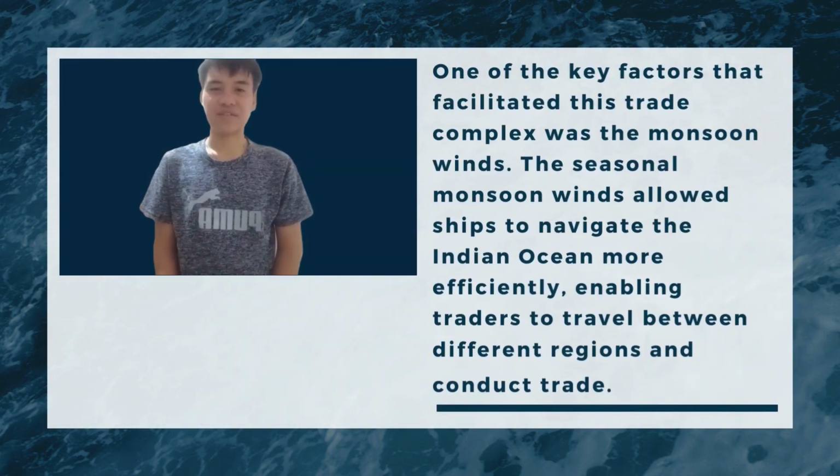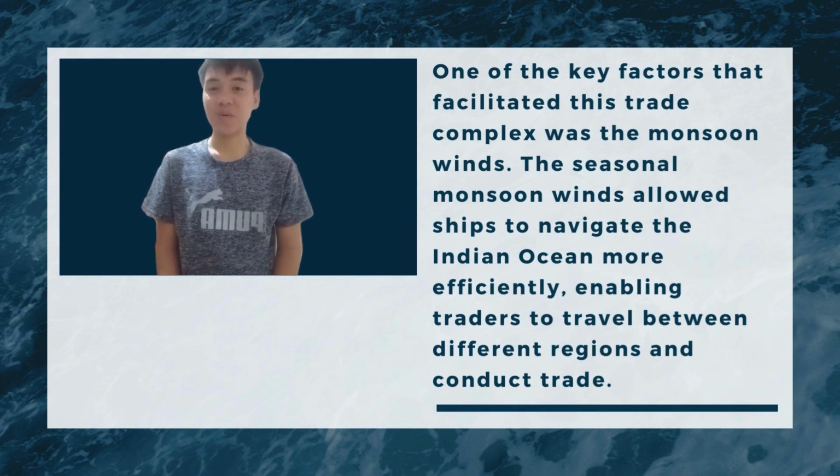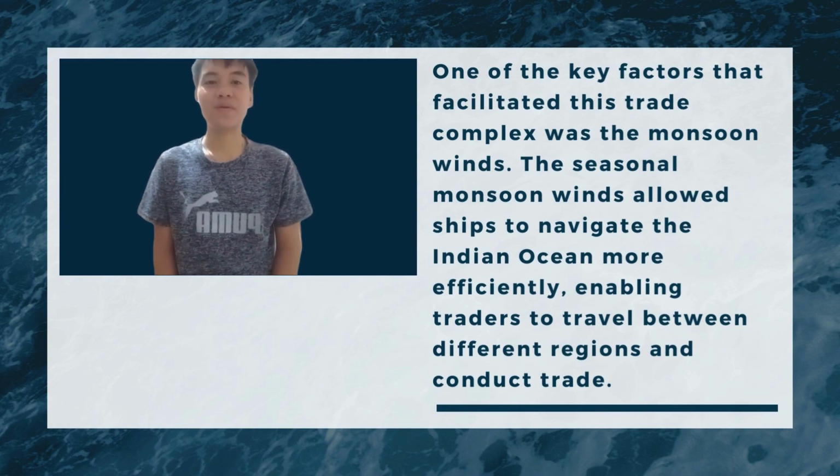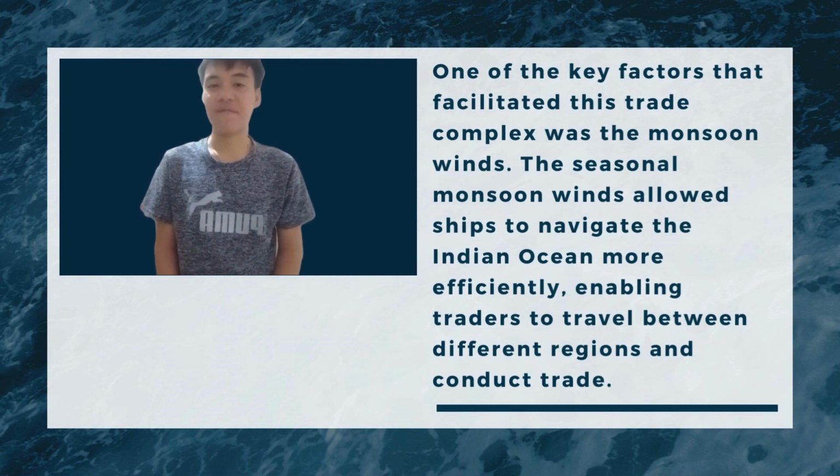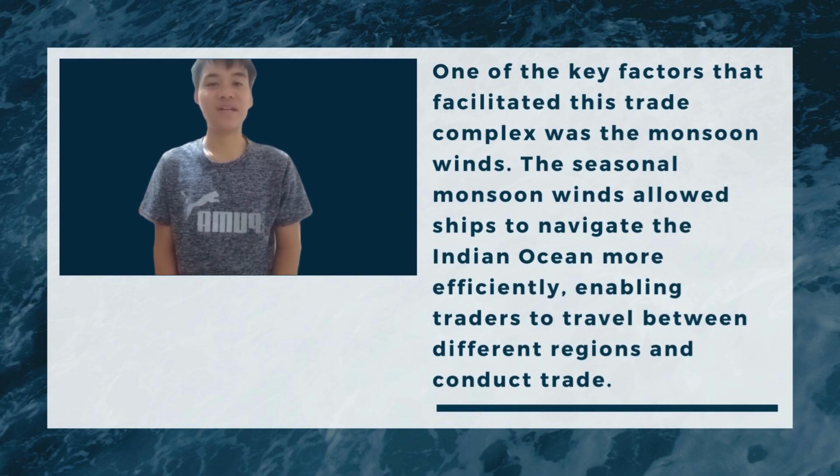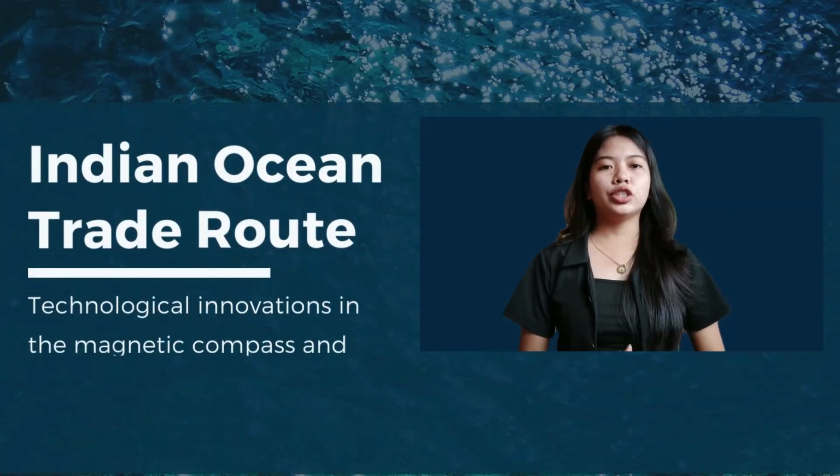One of the key factors that facilitated this trade complex was the monsoon winds. The seasonal monsoon winds allowed ships to navigate the Indian Ocean more efficiently, enabling traders to travel between different regions and conduct trade. Indian Ocean Trade Route.